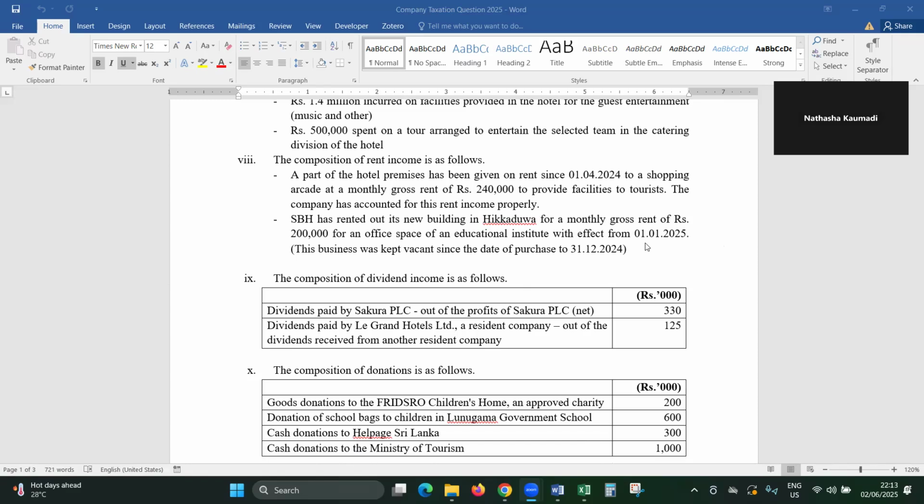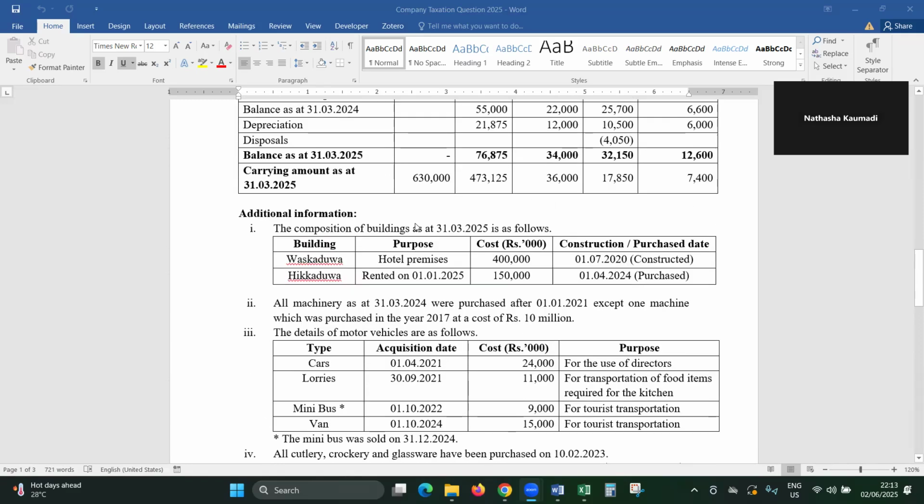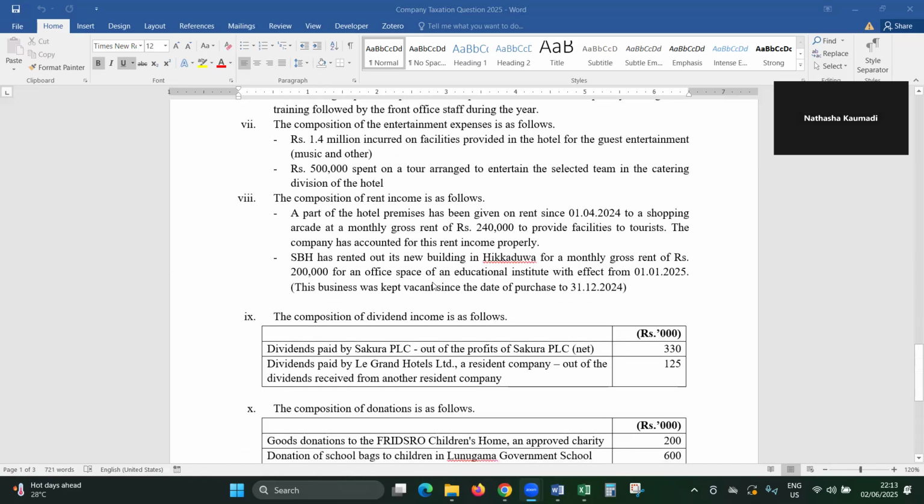So how many relevant months are there? 3 months. It was the same with this table as well, isn't it? Rented on 1st January 2025. That means for 3 months it has been given on rent, but for an educational institute's office space. And within bracket it says, this business was kept. This should be this building.